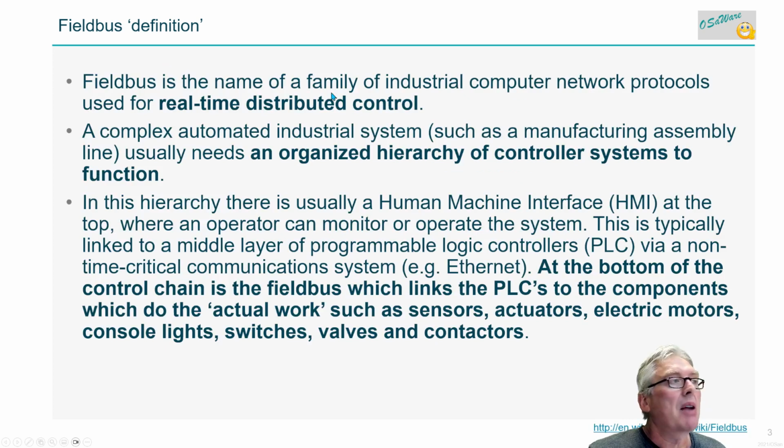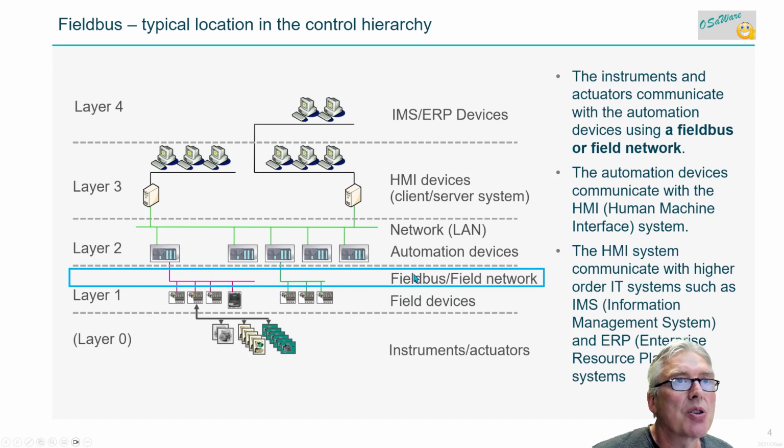Network protocols using a real-time distributed system. A complex automated process needs to be organized for controller system function. In this area, there's usually a human-machine interface at the top. It looks something like this. See this figure before. We have all instruments down here, here you have the field bus, field networks up here, and then you have the local area network too, all the way to the top. And OPC UA up here. The communication and field bus are proprietary.